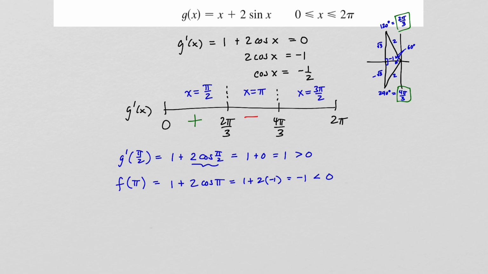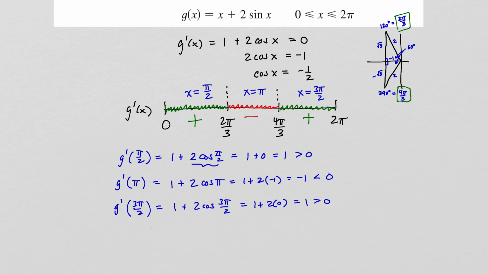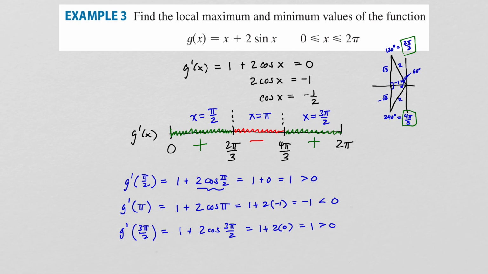And finally, we plug 3 pi over 2 into our derivative. Here, this should be g prime. We get used to using f. Okay, here we go. Plug 3 pi over 2 in, we get 1 plus 2 times the cosine of 3 pi over 2. And the cosine of 3 pi over 2 is also 0, and so we get 1 again, which is positive. So that means our function has a positive derivative here, a positive derivative here, and a negative derivative here. But in this case, they aren't asking us for increasing and decreasing.